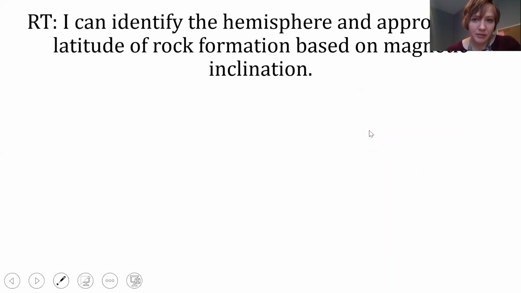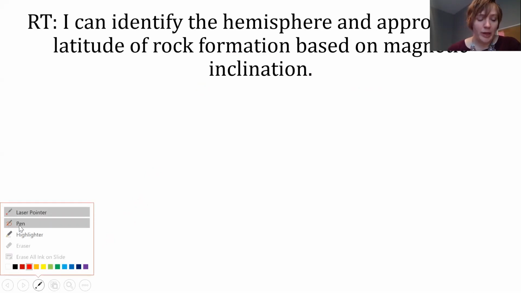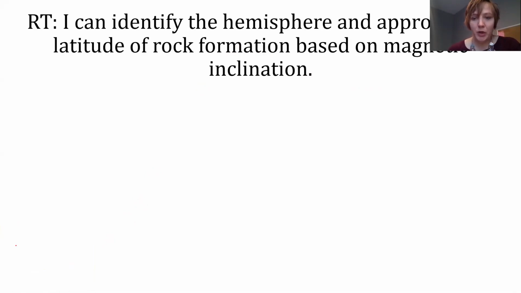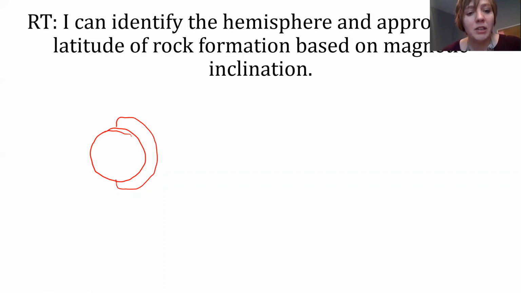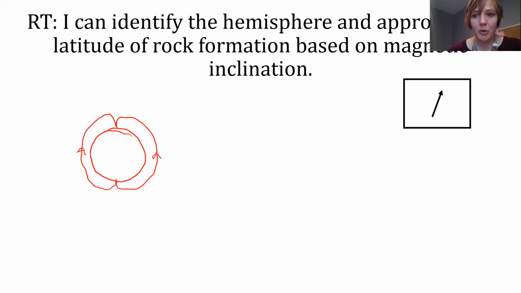So I can identify the hemisphere and approximate latitude of rock formation based on magnetic inclination. Okay. Well, like I said before, anytime we're about to be asked anything about magnetic inclination, we should probably just sketch ourselves a little planet Earth and sketch in the Earth's magnetic field, just approximately, just to remind us how it works. Okay, now we're ready to answer some questions.